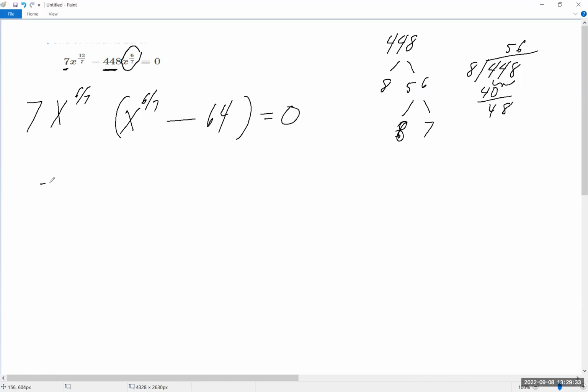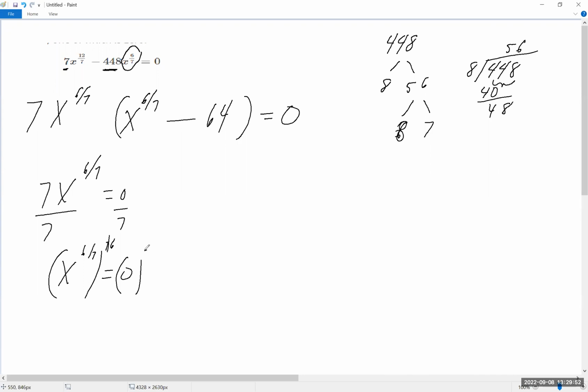So if I set 7x to the 6/7 equal to 0, and divide by 7, so x to the 6/7 is 0. Raise this to the 7/6. So x to the 1 is 0.